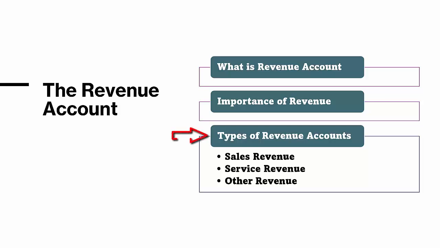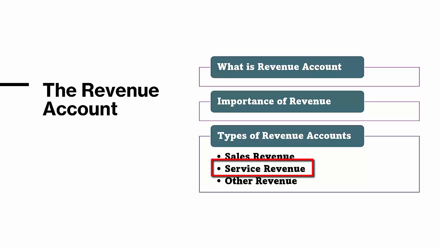Types of revenue accounts. In accounting, there are different types of revenue accounts that record various sources of income for a business. Here are the main ones. 1. Sales revenue. This is the income earned from selling goods or services. For example, if a retail store sells clothes, the money it receives from each sale is recorded as sales revenue.